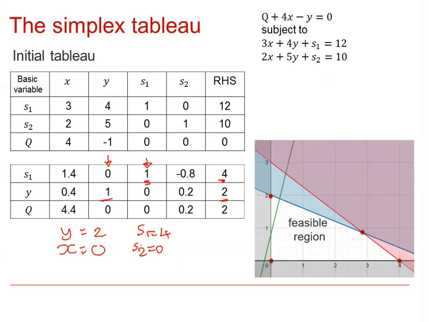So this refers to the solution being at the coordinate 0, 2, which is up here, and Q equals 2, as can also be seen in the table. To maximize Q but minimize P, this means that P is negative 2, as we defined Q to be negative P.